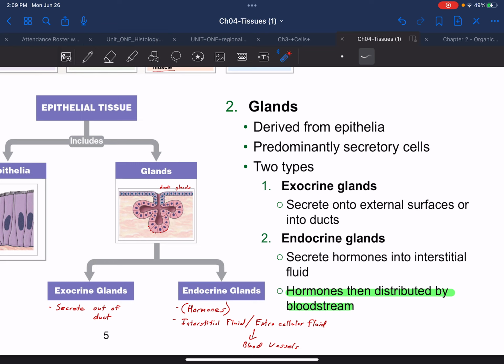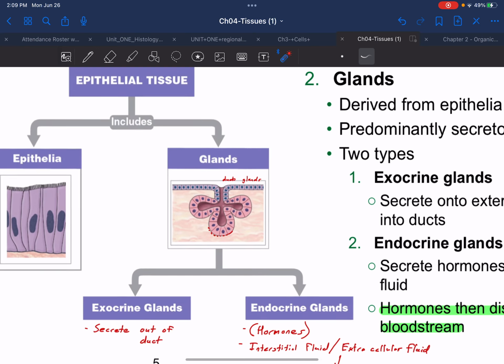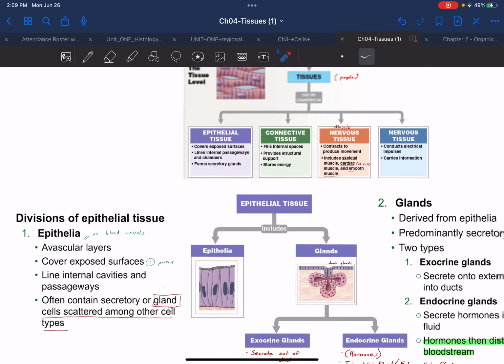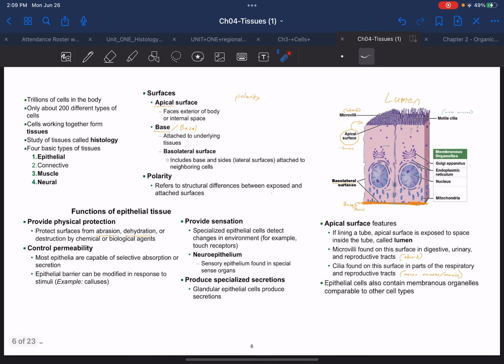Anybody remember? Is there no courage in this class? Which ones create glands? Oh, cuboidal cells, exactly. So cuboidal cells is an example of glands, and they're considered epithelial cells. All right, let's keep going.